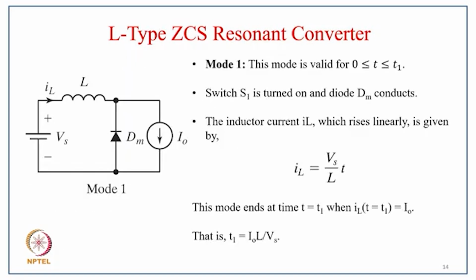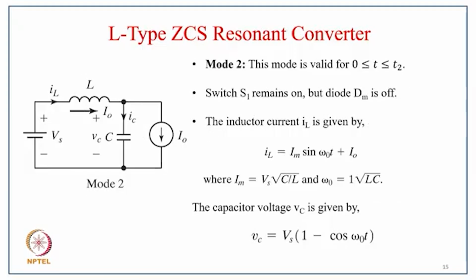So coming to mode 1, this mode is valid from time t varying 0 to t1, as you can see here, where switch S1 is turned on and diode Dm conducts, and the inductor current IL, which rises linearly, is given by IL equal to Vs upon L into t, and this mode ends at t equal to t1 when IL equal to I0, and that is why t1 equal to I0 L upon Vs.